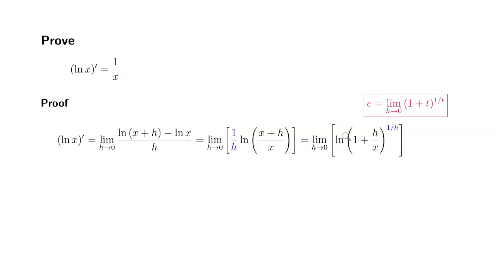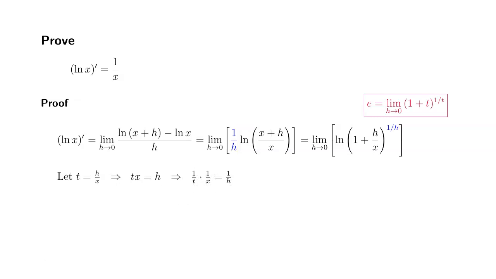Since I want to make this limit look like the definition of e, I'm going to make the following substitution. I'm going to let t equal this right here, h over x. So let t equal h over x. By multiplying both sides by x, we get xt is equal to h. Then taking the reciprocal of both sides, we get 1 over t times 1 over x, which is the same thing as 1 over tx, is equal to 1 over h.